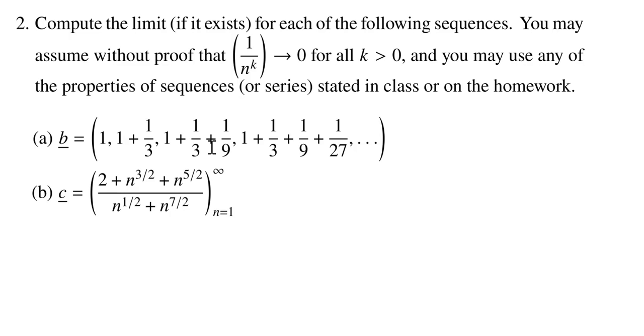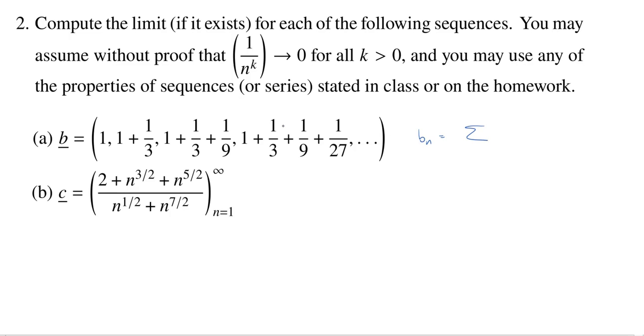So this first sequence, let's see, we have 1 and then 1 plus a third, and then 1 plus a third plus a ninth, 1 plus a third plus a ninth plus a 27th. Each time we're taking the previous term in the sequence and we're adding another term. And what are we adding? We have a third, then we add a ninth and a 27th. These are powers of 3, right? 3 squared, 3 cubed. So the nth term of b is going to look like a sum.